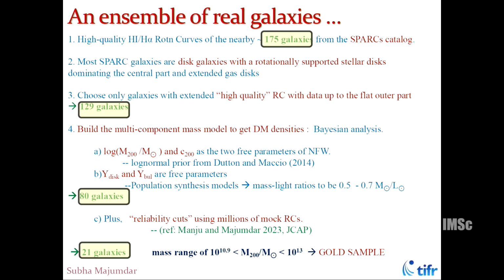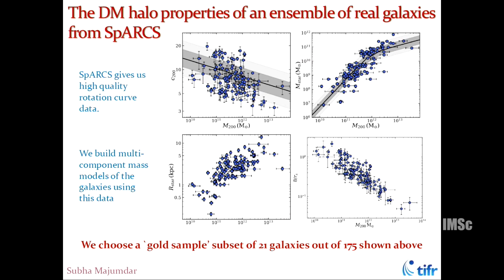It's a Bayesian formalism that we wrote down to say what is reliable. It is beyond best-fit model selection, something called reliability, and that brings it to 21 galaxies in this mass range. So this is a gold sample. So this is the whole sample, and from there we take out 21 galaxies.